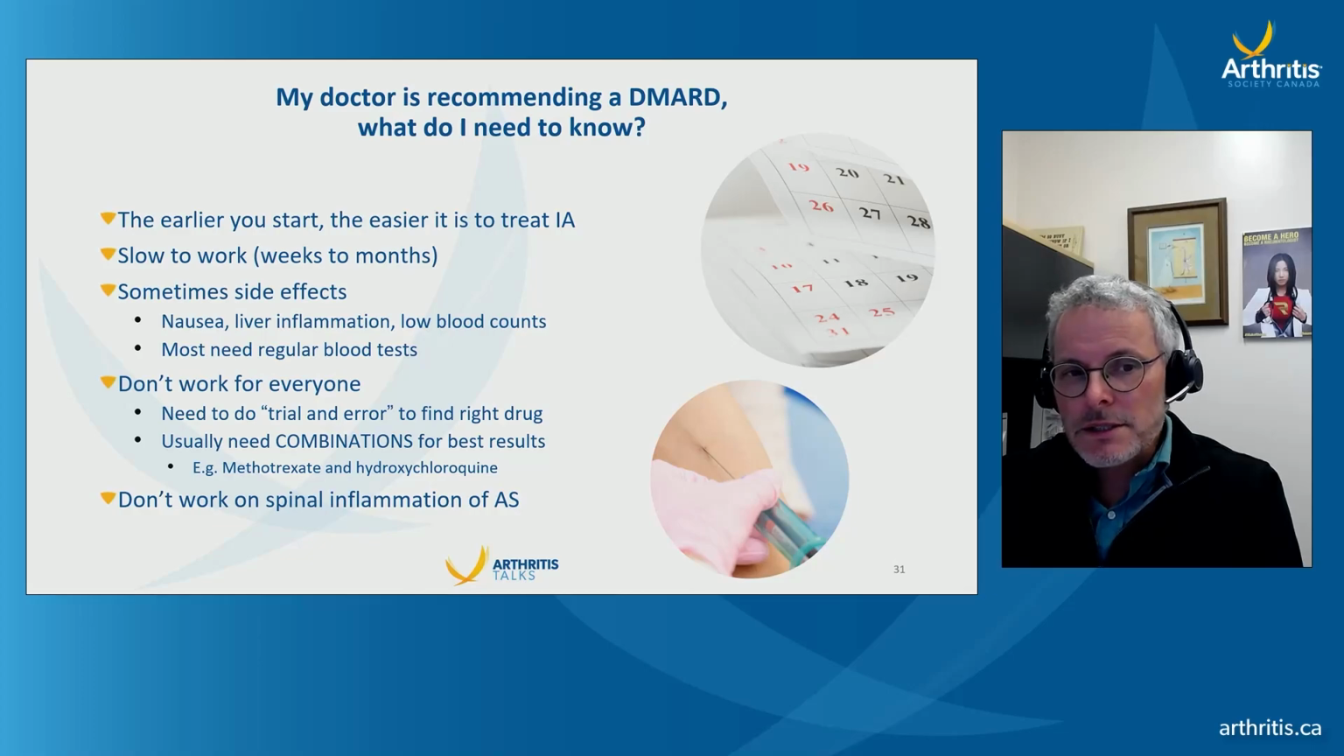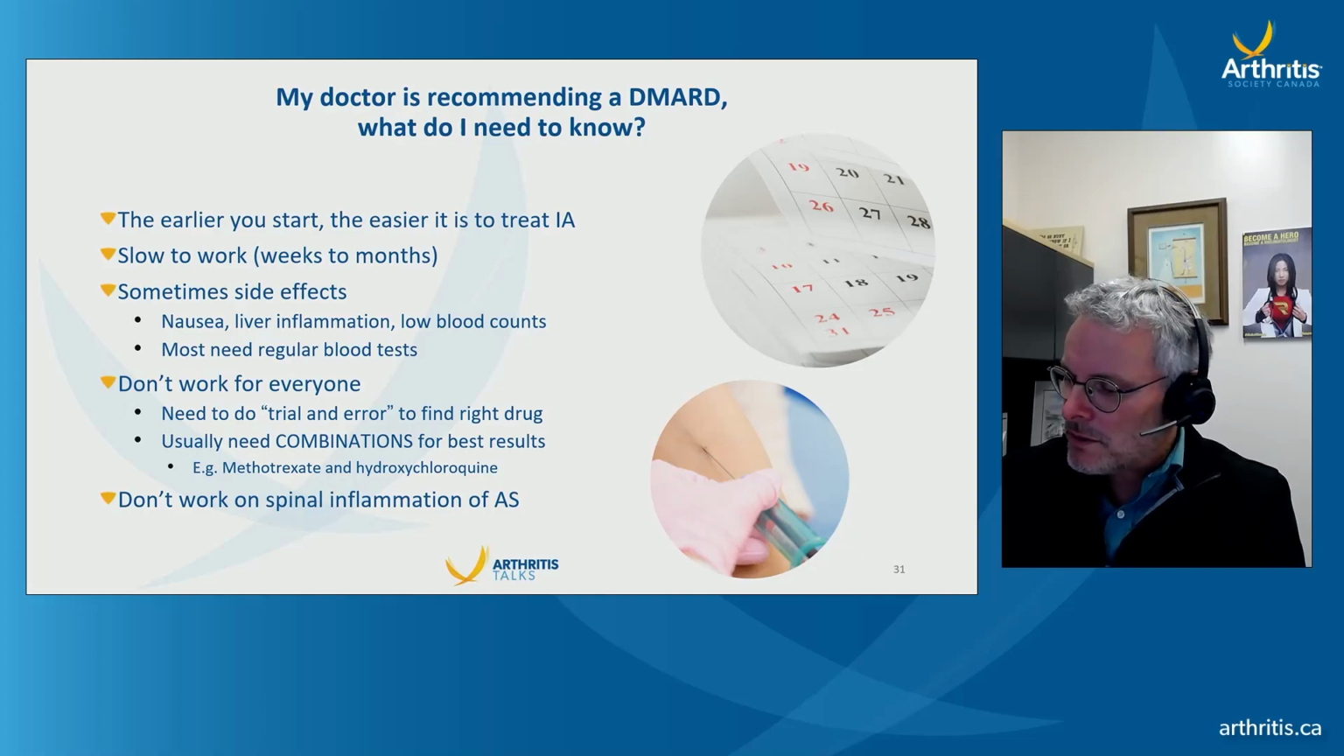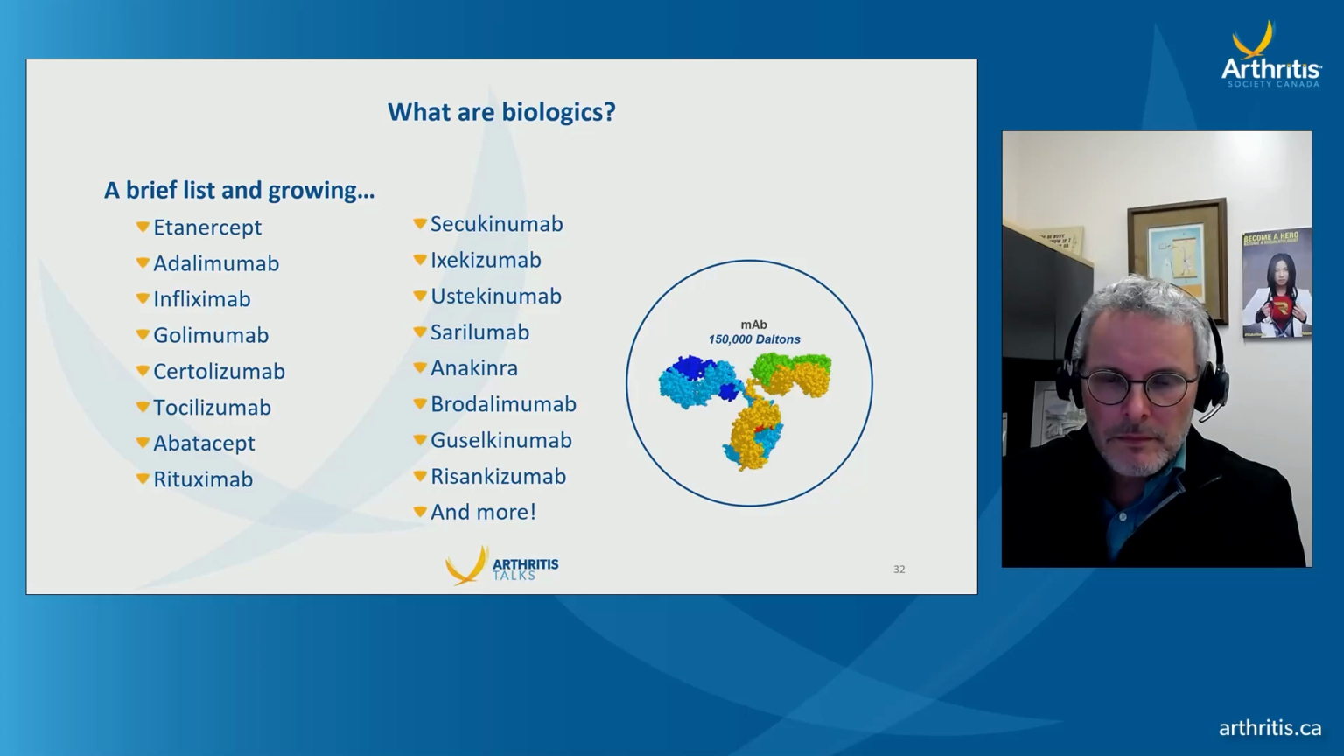Some people can get some nausea. Some people can get some liver inflammation and low blood counts. The liver inflammation and the low blood counts are reversible, but you won't have any symptoms to tell you that there are problems. So most need regular blood tests to be able to pick those up. And these drugs don't work for everyone. So your rheumatologist will have to do a trial and error to find the right drug or combinations for you. And they don't work on the spinal inflammation of ankylosing spondylitis for some reason. So if your main problem is ankylosing spondylitis in your spine, these drugs probably wouldn't be a good choice for you.